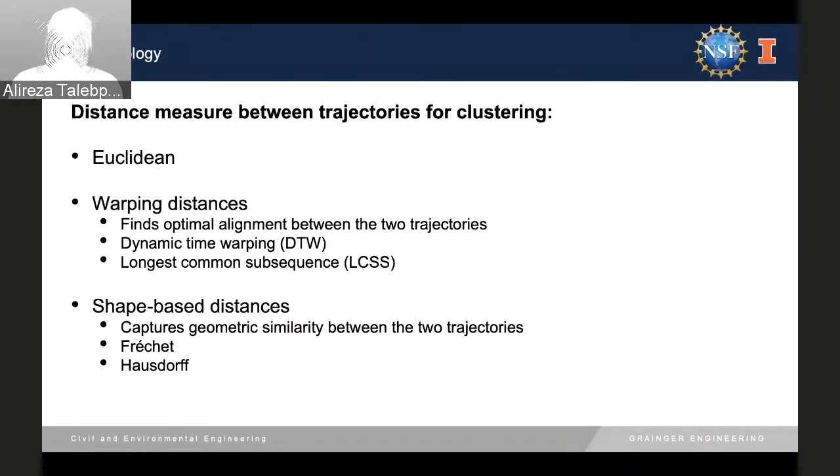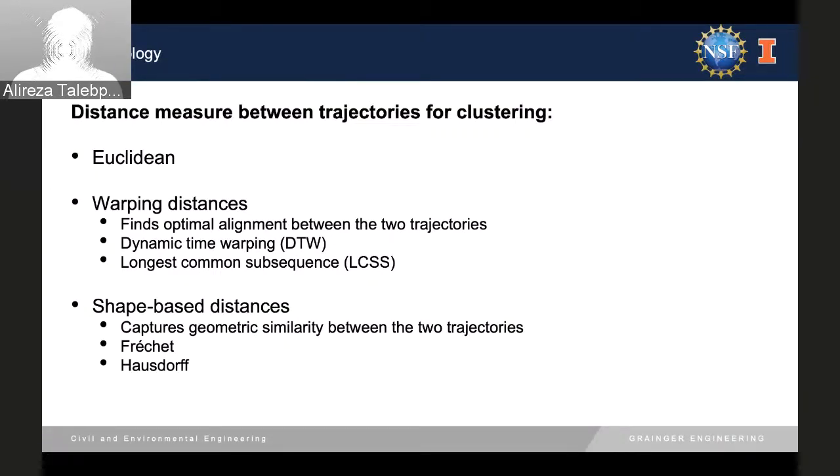So the distance measure between the trajectories, I talked about it. We don't want to use a single point, so we want to use a trajectory or maybe parts of a trajectory to do the clustering. So we need to define the distance between the trajectories. Euclidean distance is not going to work well because when you have two trajectories with multiple data points, using Euclidean distance between them would be quite complicated, particularly because the two trajectories might not have the same number of data points. So there are solutions to this.